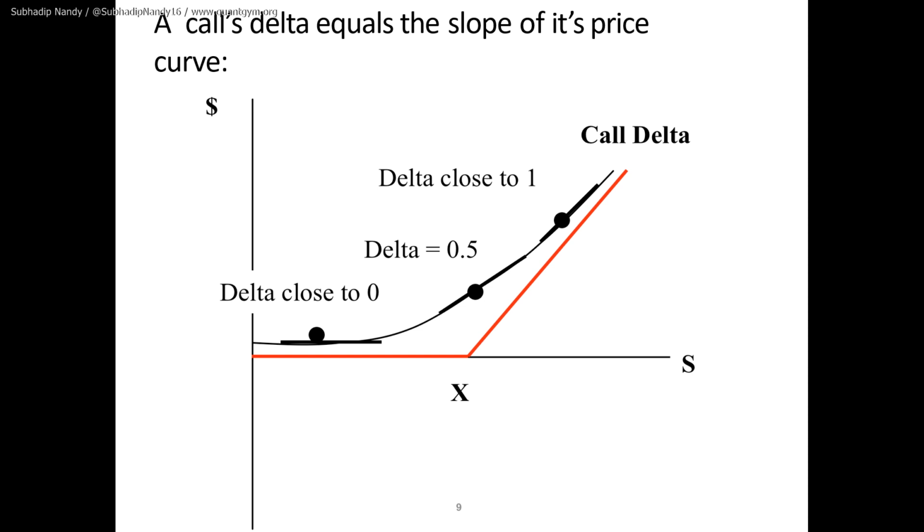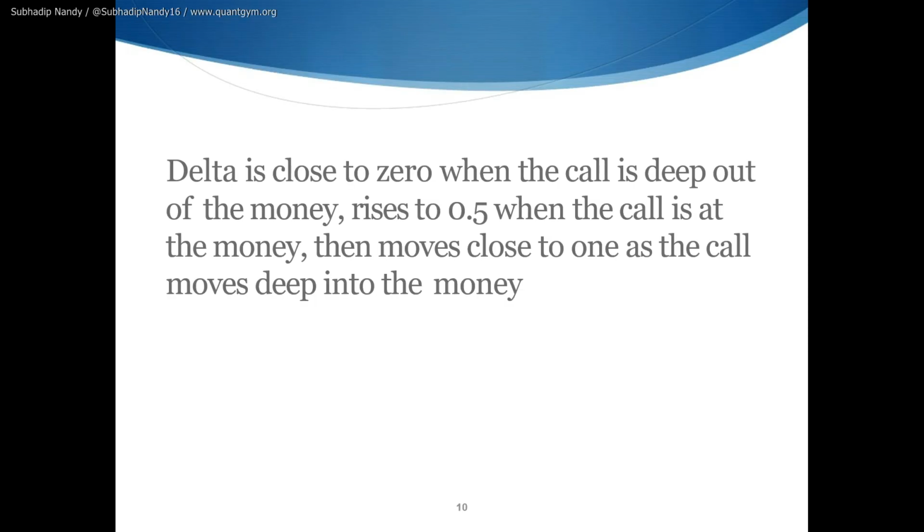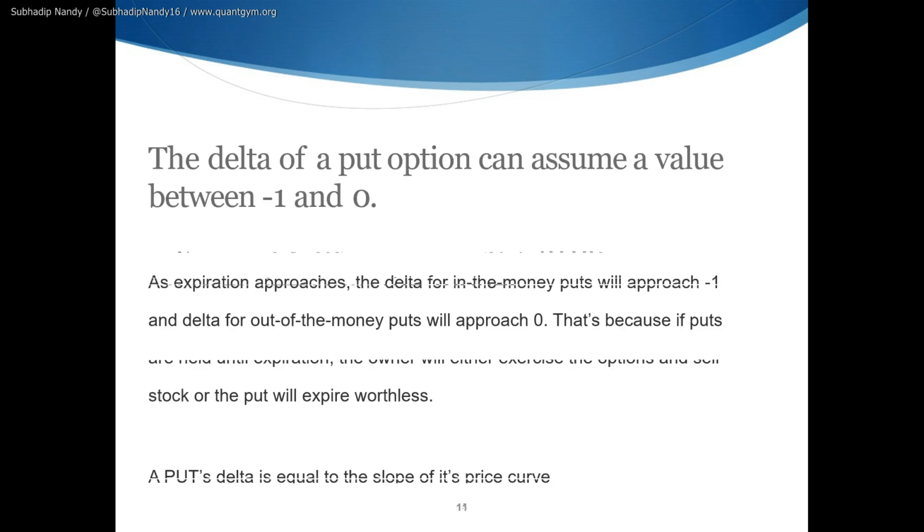A call's delta is the slope of its price curve. If you look first at the red line, this is how a call payoff chart is plotted. So on this plot, wherever you are tells you the delta. If the slope is very sharp, delta is close to 1. If the slope is flat, your delta is close to 0. If your slope is in the middle, the delta is 0.5. This is a European call option delta graph. Delta is close to 0 when the call is deep out of the money, rises to 0.5 when the call is at the money, and moves close to 1 as the call moves deep into the money.